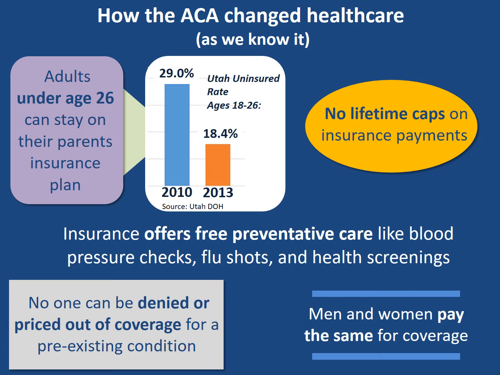Bottom left, no one can be denied or priced out of coverage for a pre-existing condition. I think this is probably the most popular tenet of the law. It used to be that when people would apply for health insurance, they'd have you write down your health history, and health insurance companies could choose whether or not to take you on based on your health history. Now, if anybody wants health insurance and they qualify for it, they can get it.